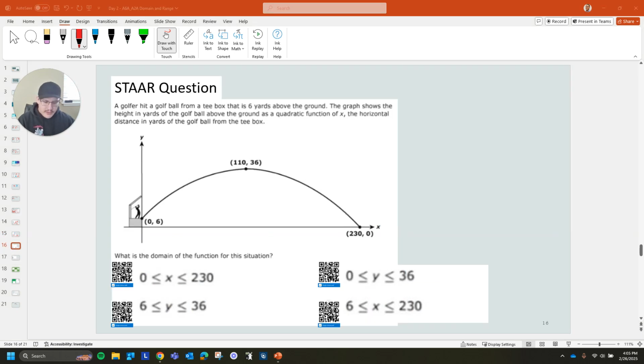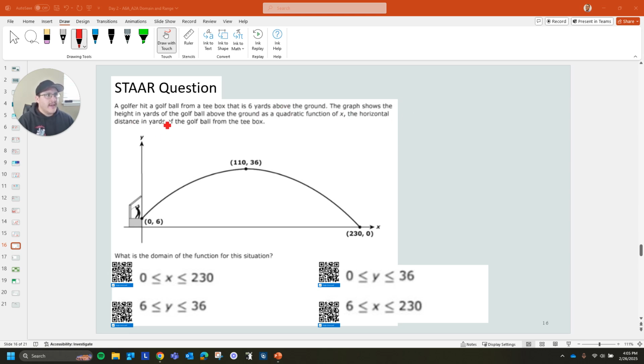All right, another example. A golfer hit a golf ball from a tee box. And I forgot, I'm supposed to be saying this for each one. Try and pause the video and see if you could pick an answer first before you hear my explanation. But anyways, let's just do that and then unpause the video when you get done and then continue on for the answer. Anyways, a golfer hit a golf ball from a tee box that is 6 yards above ground.